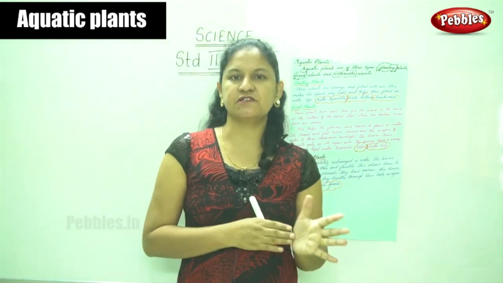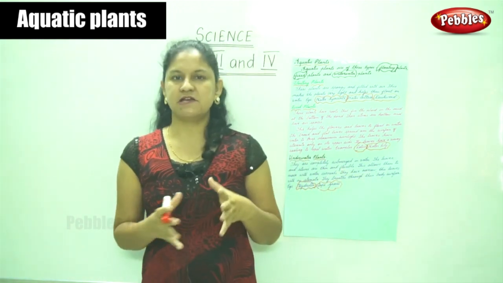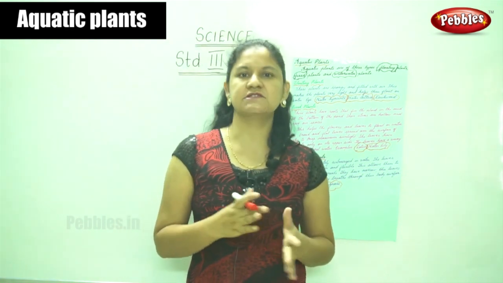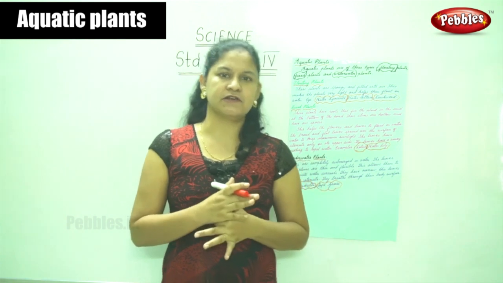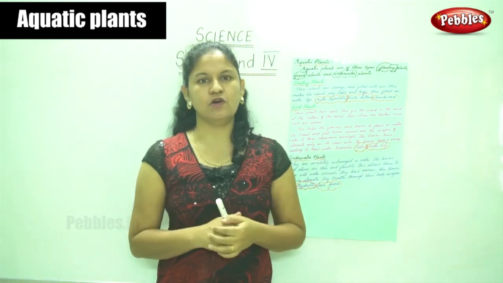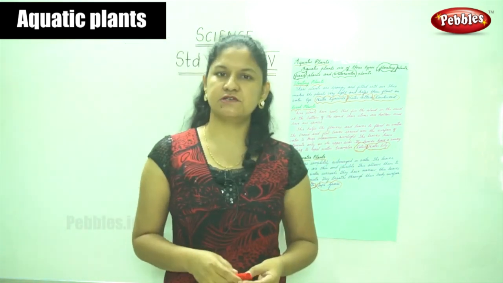So these are the different types of terrestrial plants and aquatic plants. Terrestrial plants grow in plains, mountains, deserts, coastal areas and in swamps. And your aquatic plants are your fixed plants, your floating plants and your underwater plants.